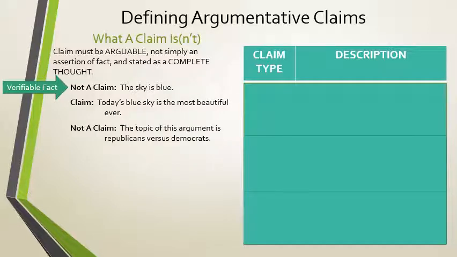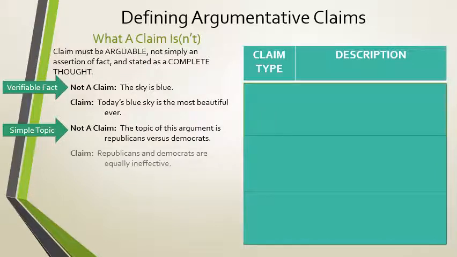Another example of not a claim is this sentence. The topic of this argument is Republicans versus Democrats. Now, a lot of you are going to look at that and say, well, obviously that's not a claim, but I still just want to point out why it's not a claim. It's not arguable because it's a simple topic. It's not even really a complete thought. It's just saying, this is what my topic is, Republicans versus Democrats. There's no side taken. It implies that some kind of explanation will be given, but what exactly are we going to argue? There's no hint there. There's no completeness to the thought of that.